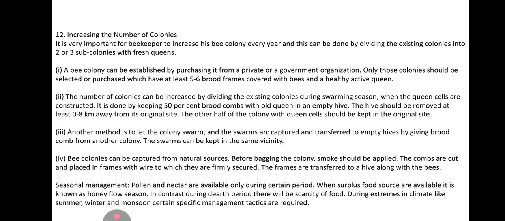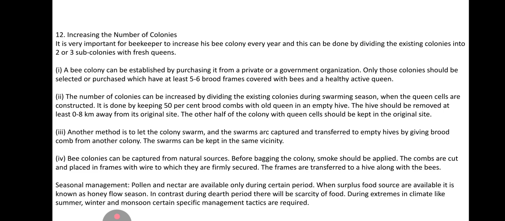The hive should be removed at least 0 to 8 km away from its original site. The other half of the colony with queen cells should be kept in the original site. Another method is to let the colony swarm, and the swarms are captured and transferred to empty hives by giving brood comb from another colony. The swarms can be kept in the same vicinity.